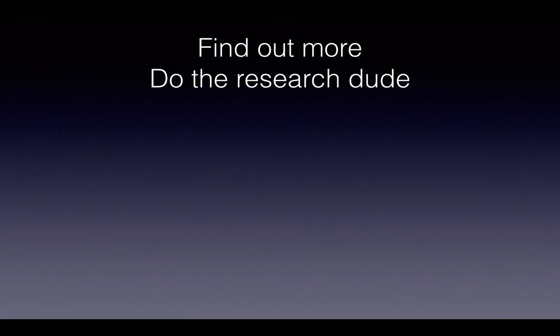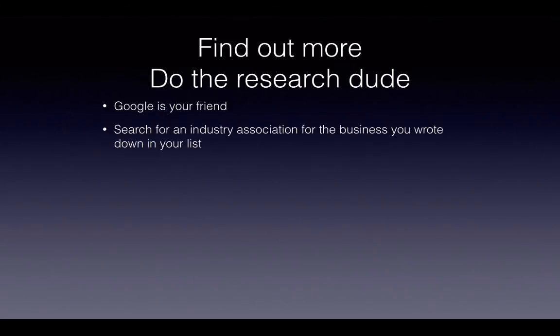So the next thing is find out more and do the research. First, Google is your friend. Essentially, Google search for lists or Google search for specific industry groups is a great way to go. So look at the list that you've written down, and go and search for the industry association that's relevant to the list of businesses that you've got.